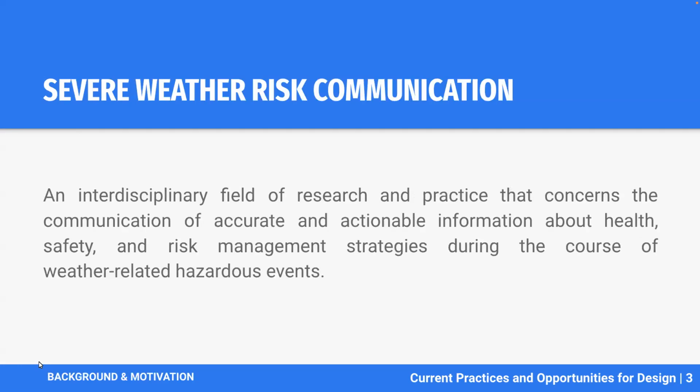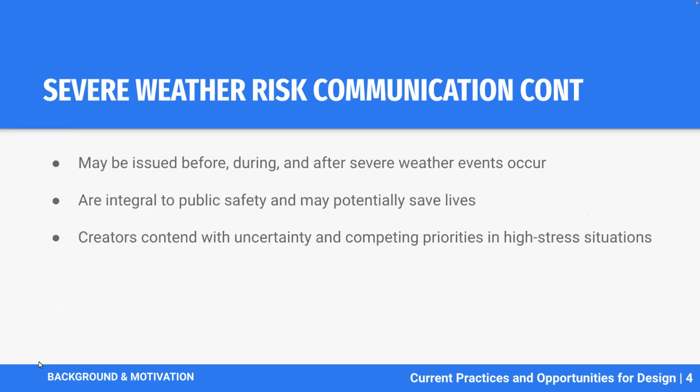Central to this paper is a definition of severe weather risk communication, which is defined as a field of research and practice that concerns the communication of accurate and actionable information about health, safety, and risk management strategies during the course of weather-related hazardous events. This type of information may span the short and long term, although regardless of the time frame, it is supposed to help the public safely navigate severe weather events and may potentially save lives.